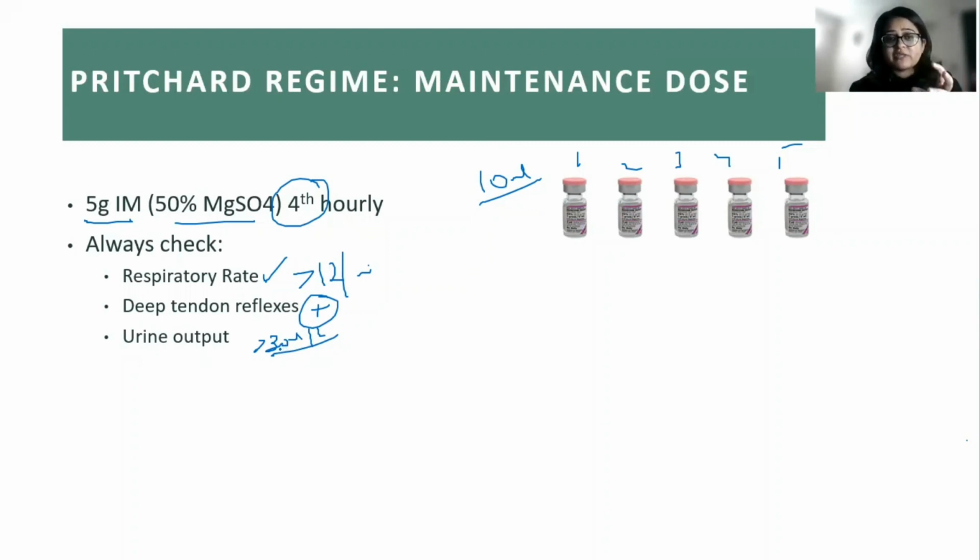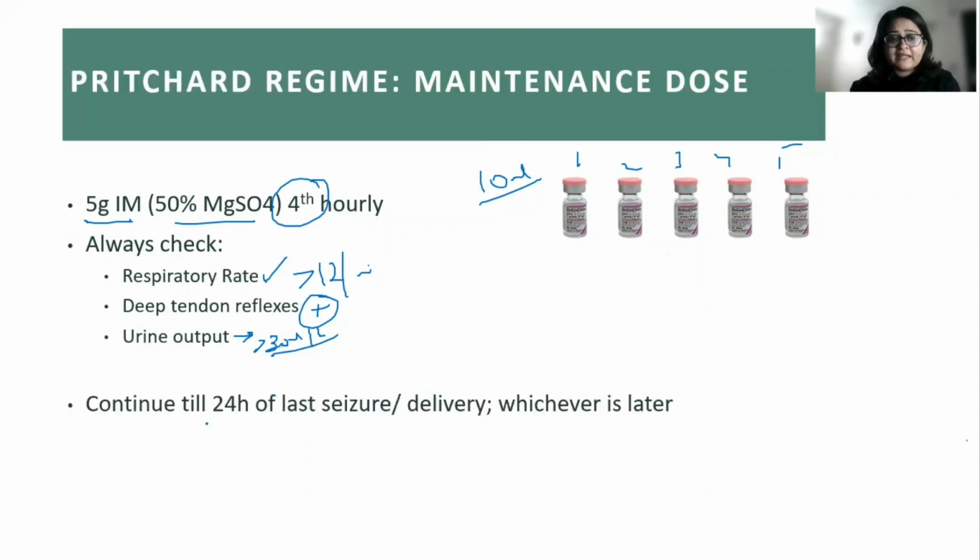So if the woman is going into renal failure, she will fail to excrete the magnesium, and that can lead to a buildup of magnesium in the serum. So that can lead to magnesium toxicity. So we need to ensure her urine output is adequate before giving the further doses. So respiratory rate, DTR, and urine output need to be checked. And as I said, continue till 24 hours after the last seizure or her delivery, whichever is later.